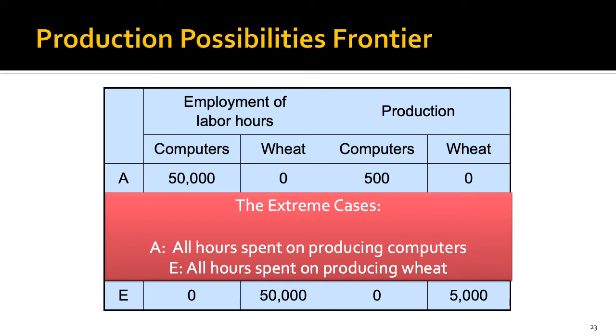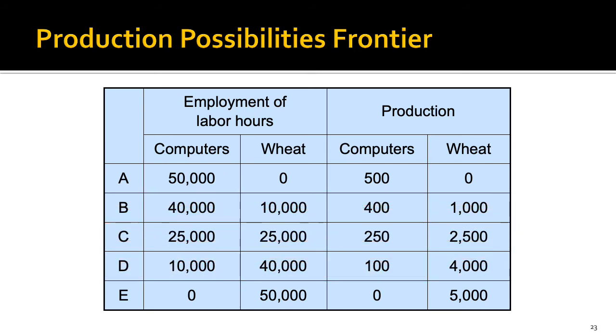Let's have a look at the full production possibilities. So based on this, what do we see happening? Well, if we decide we want to have some wheat, we're going to have to allocate our 50,000 hours in different ways. So if we want just a little bit of wheat, let's say we take 10,000 hours away from computers. So now we're only making computers for 40,000 hours, and spend 10,000 on wheat. Well, that allows us to have 1,000 tons of wheat and 400 computers.